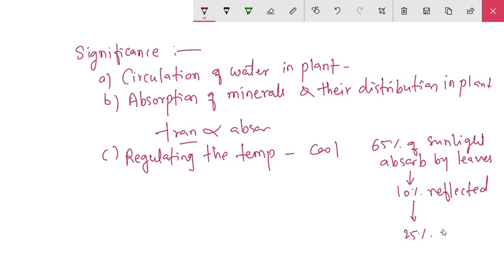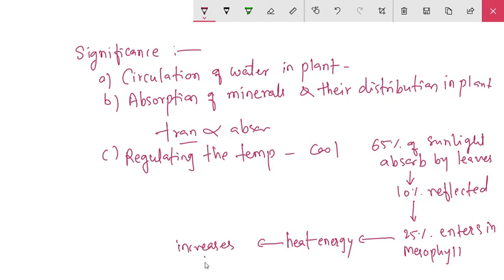Then 25% of the sunlight enters the mesophyll cells. This light is converted into heat energy, and due to that, it increases the temperature of the mesophyll cells.